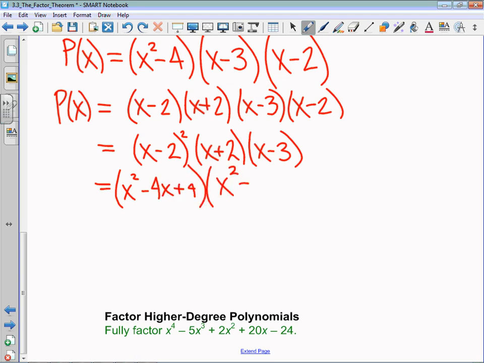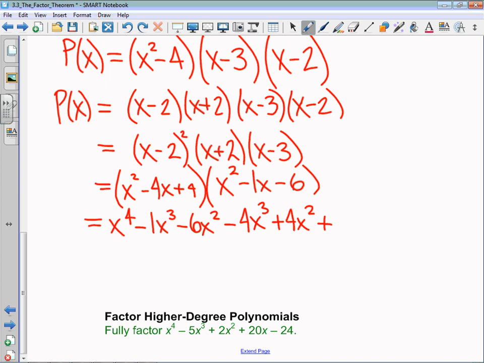And if I multiply those together, and this gets a little tricky because it's a trinomial times a trinomial, I'm going to multiply the x squared onto all three. That gives me x to the power of 4 minus 1x cubed minus 6x squared. Then I would have negative 4x cubed, positive 4x squared, positive 24x. I ran out of room here, but I'm going to try to sneak it in. I'd have positive 4x squared, negative 4x, negative 24.